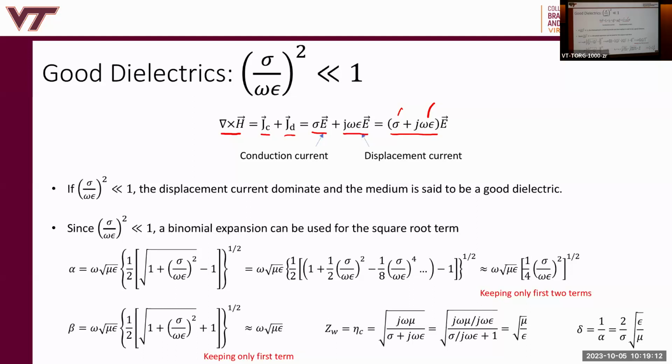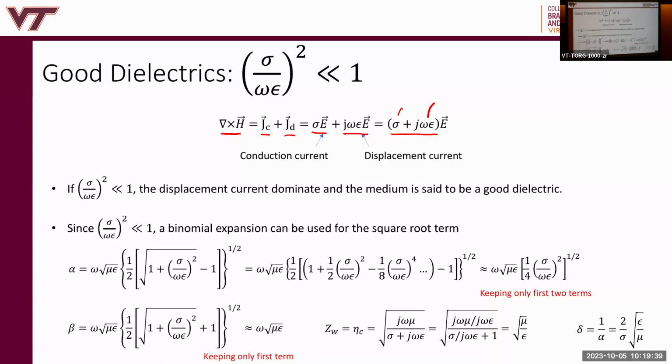Okay, but remember, sigma also incorporates epsilon double prime in this case. So there's also some loss in the dielectric. All right. We take the ratio of sigma over omega epsilon and square it. And if that's much less than 1, then what does that mean? That means that omega epsilon is much greater than sigma, right? Which means the displacement current dominates. So we can call that a good dielectric.